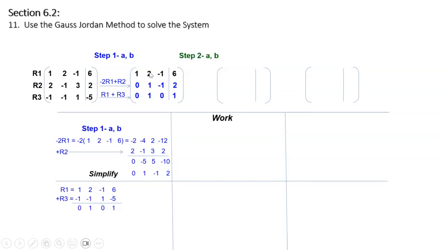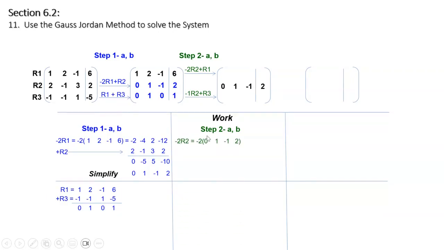Now, step 2, right? We're going to keep row 2. So the 2 in row 1 is going to change, and the 1 in row 3 is going to change. So here, guys, I'm going to multiply -2 times row 2 and add it to row 1. And here I'm going to multiply -1 times row 2 and add it to row 3. And here's my work.